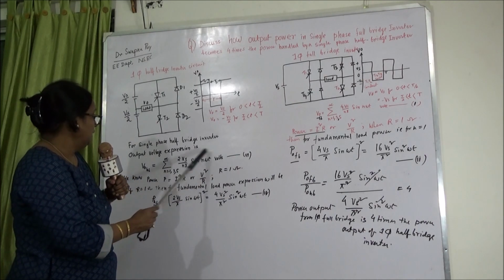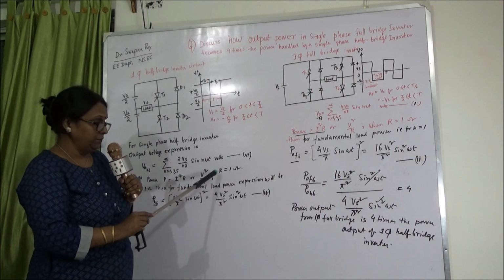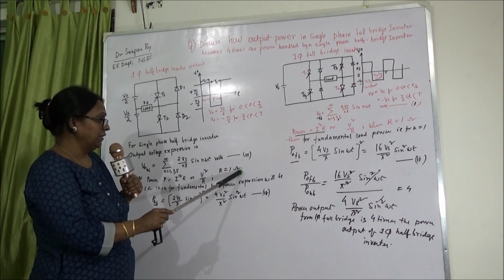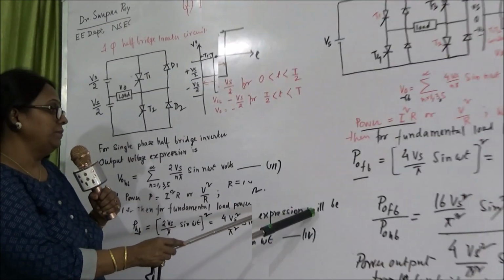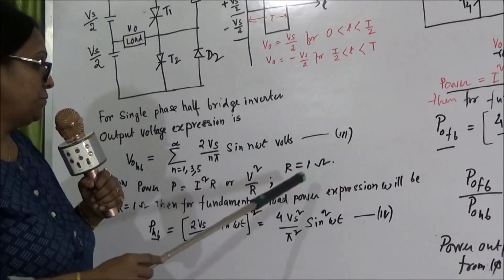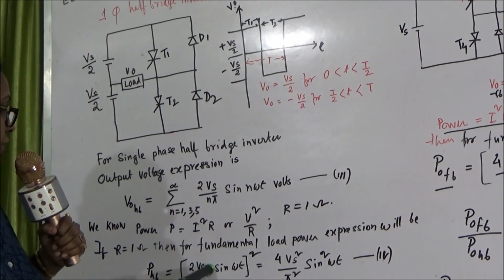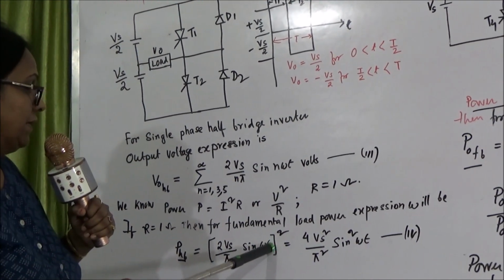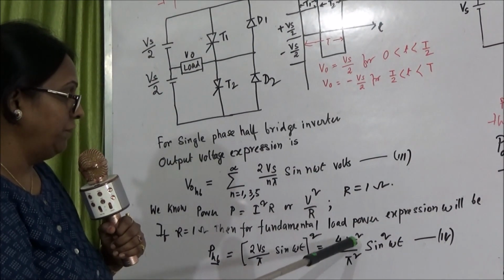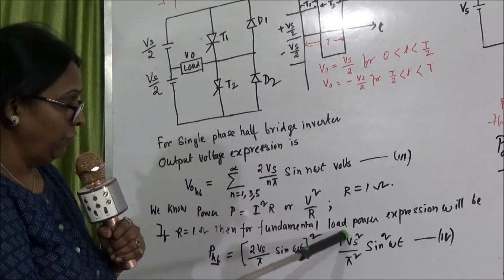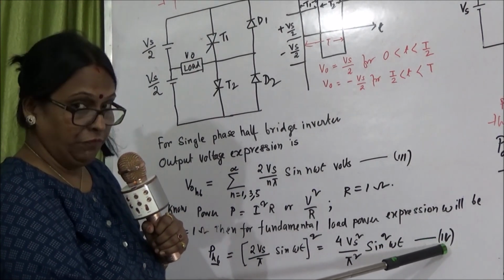Now again, we know the power is equal to I square R or V square by R. I am putting the value of R equal to 1 ohm. So for the expression of the fundamental load power, it will be 2 Vs by pi sine omega t, squared. If I square it, I will get 4 Vs square by pi square sine square omega t. So this is equation number 4.